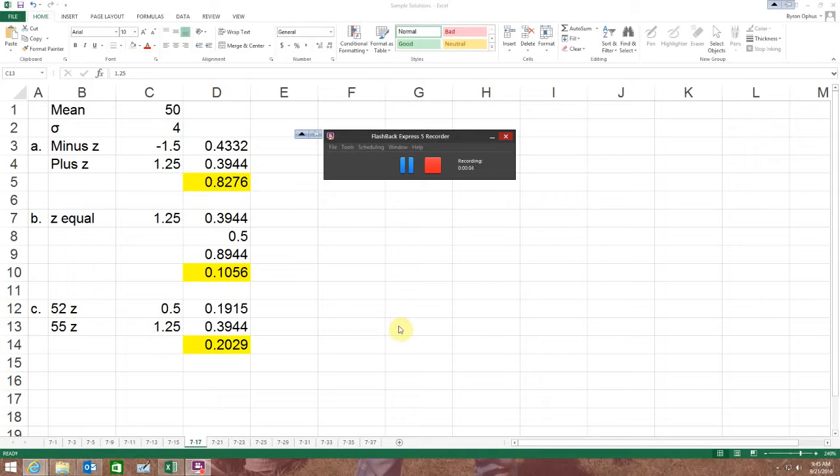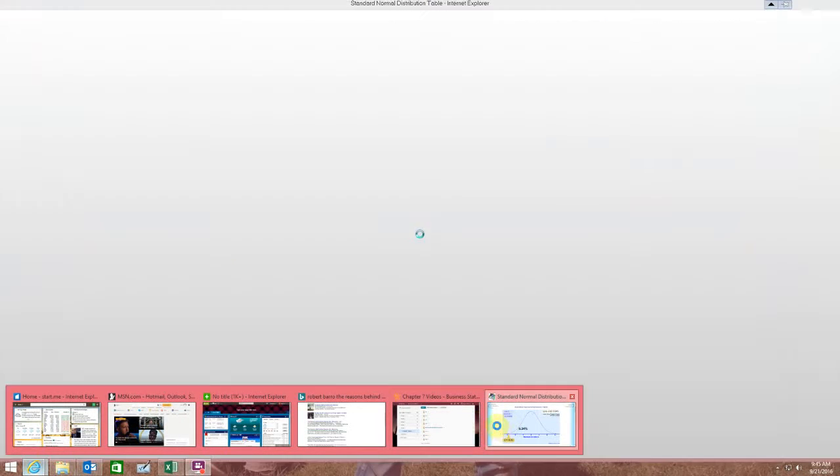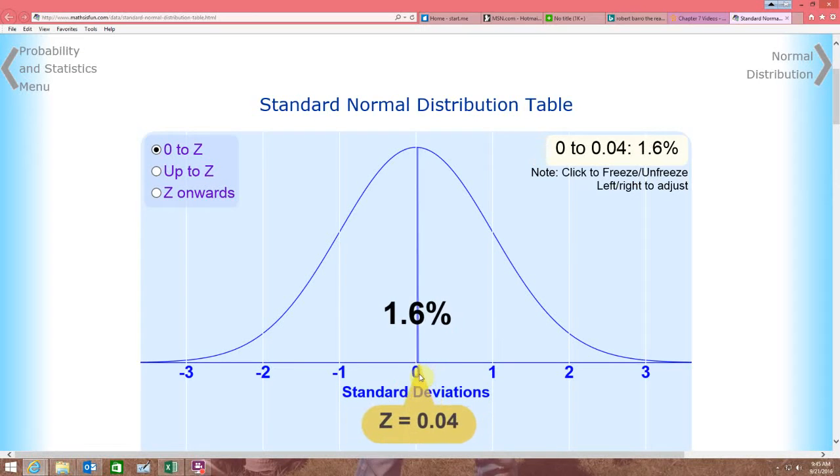7-18, and we'll take a look at 717. So a normal distribution has a mean of 50 and a standard deviation of 4. So I've plugged those numbers in there, and what we're going to be doing now is oftentimes determining, as it says in A, compute the probability of a value between 44 and 55.